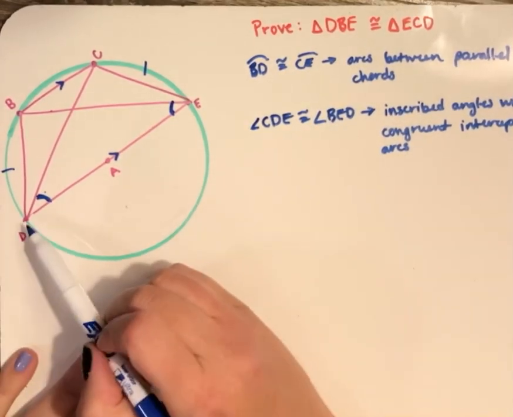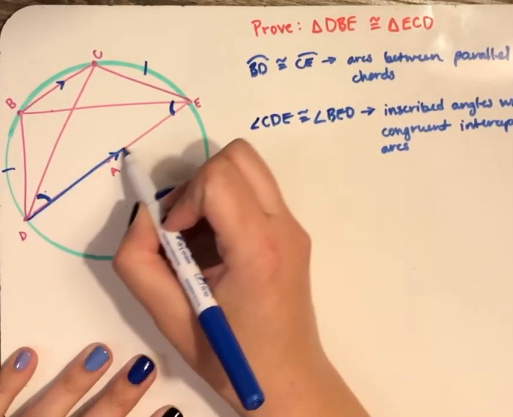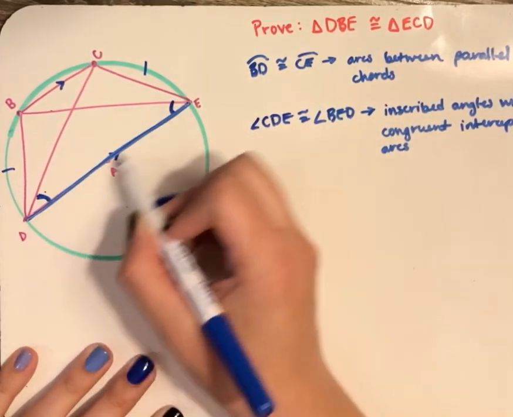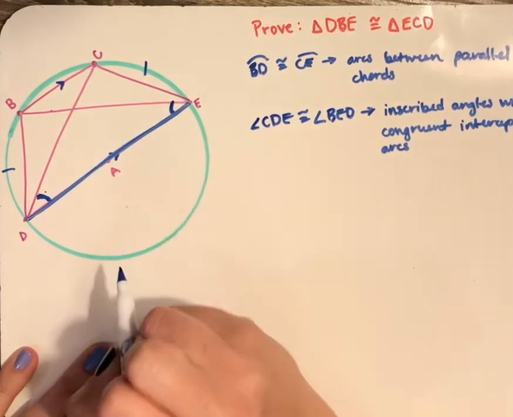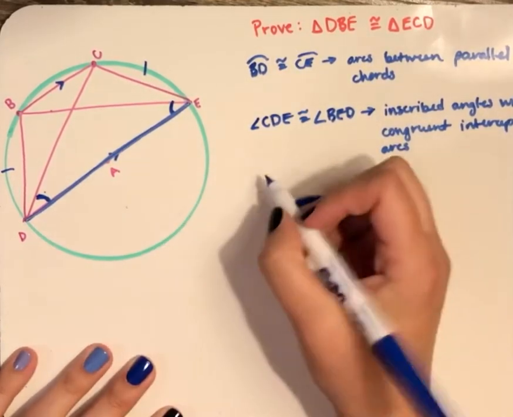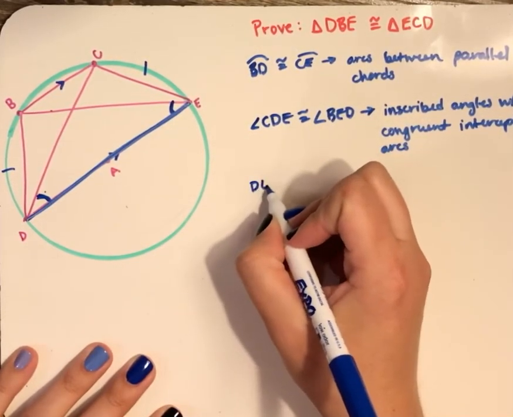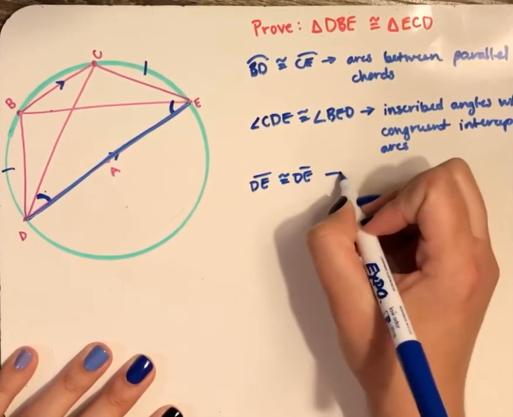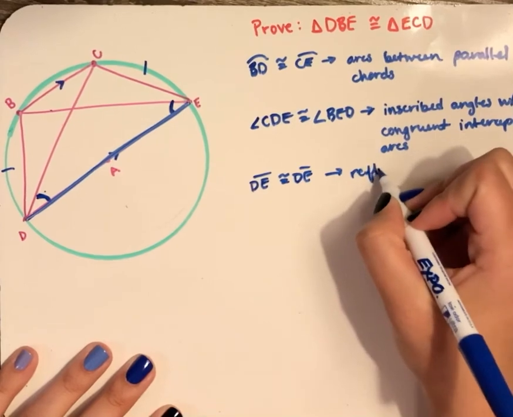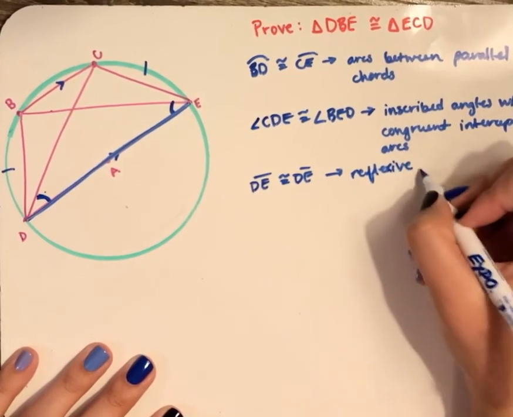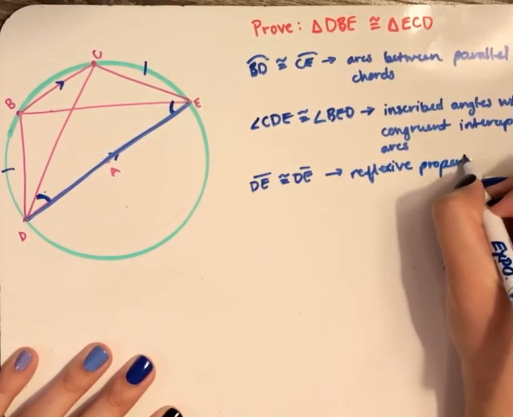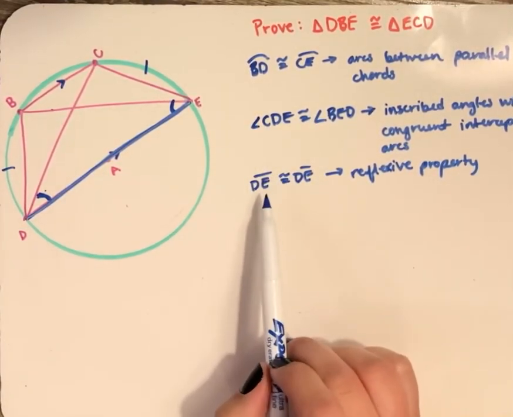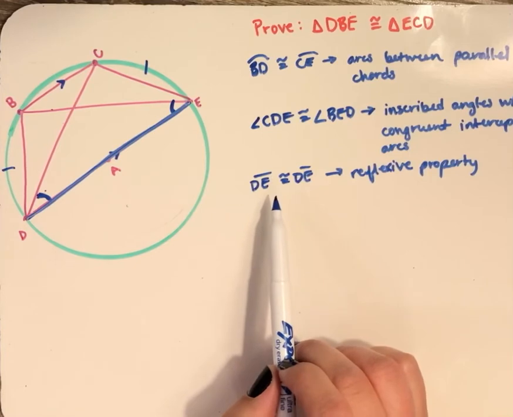I also have reflexive property because both of those triangles are sharing the diameter. The diameter is one side for both of those triangles. So for reflexive property, I would say segment DE is congruent to segment DE, and that's because of reflexive property. Okay, so now I have an angle and a side that are congruent.